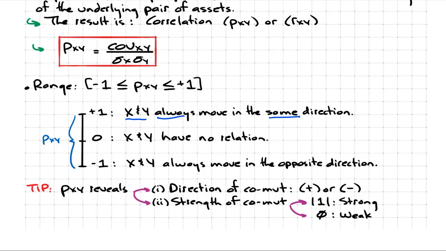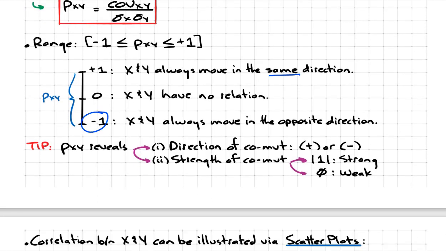Let's look at the other extreme. What if the correlation was -1? Well, let's break it down into pieces. So 1 means that it's a very strong relationship. There's a very, very strong relationship. And the negative means that they're moving in opposite directions. So when you put the two together, the conclusion is that X and Y are always moving in opposite direction. And then, of course, you can have all kinds of possible values in between.